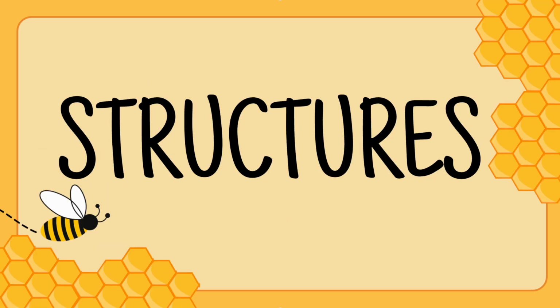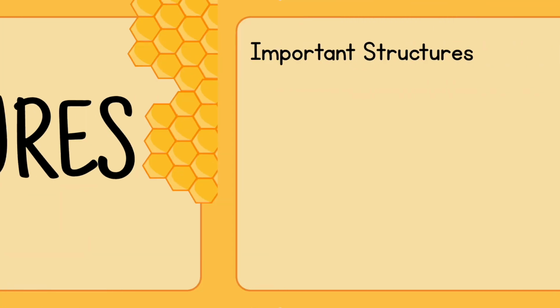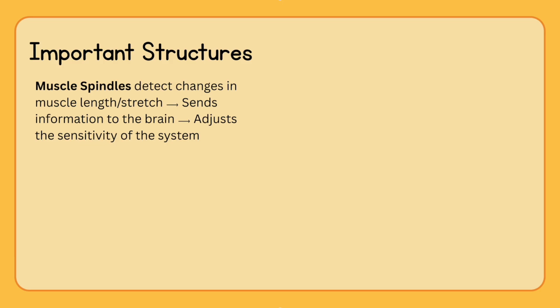Next, we're going to talk about the structures of muscles that contribute to our ability to fine-tune certain movements. So we have muscle spindles, which I've mentioned quite a bit, that detect changes in muscle length and stretch. Muscle spindles are really going to tell you how long your muscles are getting, how far they're stretching, is it too much, can it happen more? And it sends that information to the brain to adjust the sensitivity of the system.